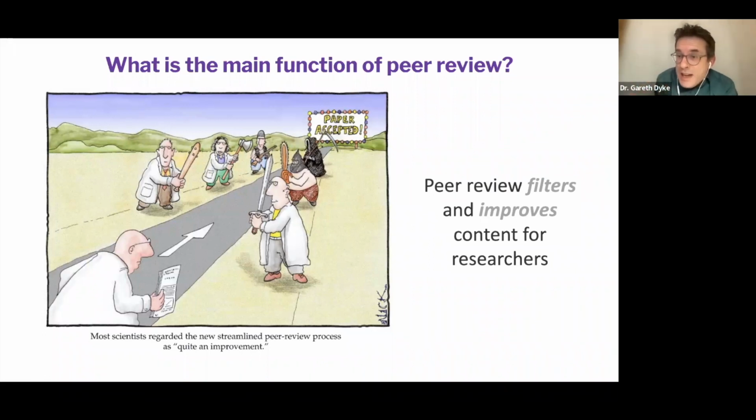Researchers tend to think that peer review is all about their paper, and the function of peer review is to improve their work. That's a byproduct of the peer review process. The main reason for this process is to police, to quality control academic content that gets published in international journals.